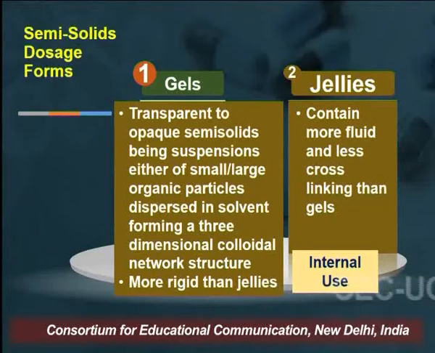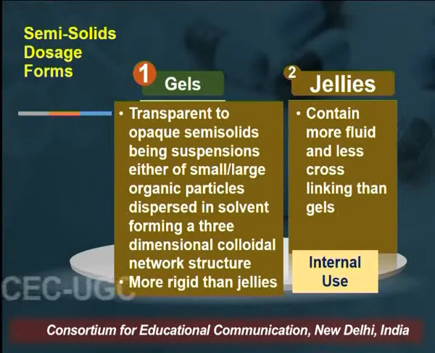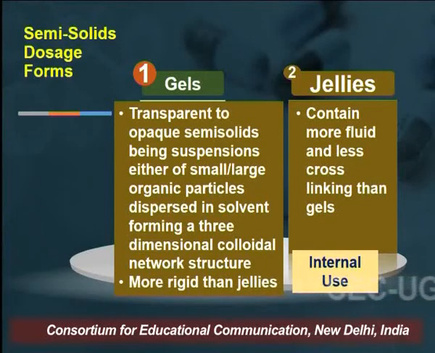Talking about the second class under the third type of classification of physical state and route of administration, we have semi-solid dosage form. Under this, the first type is meant for internal use. Under internal use, either gels or jellies can be used. Gels are transparent to opaque semi-solid systems, either being suspensions of small or large organic particles dispersed in a solvent, forming a three-dimensional colloidal network structure. Gels are more rigid compared to jellies.